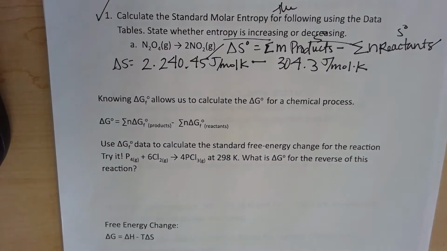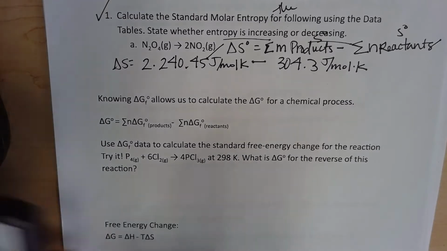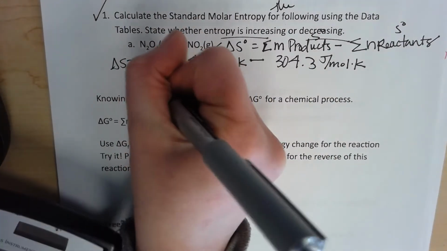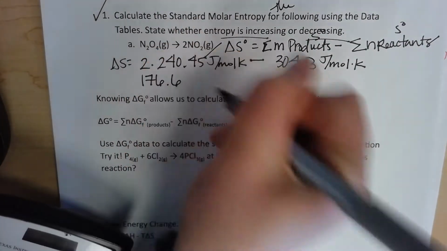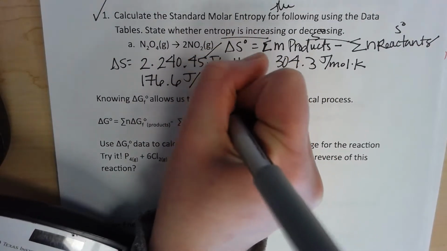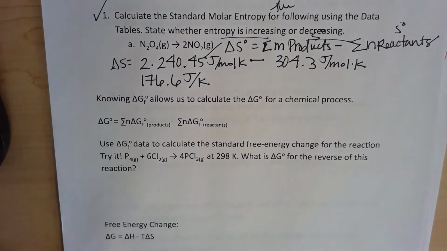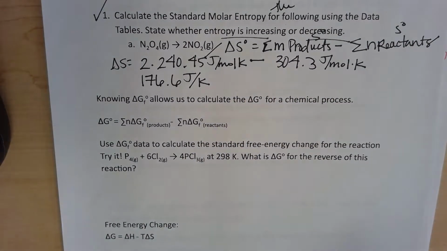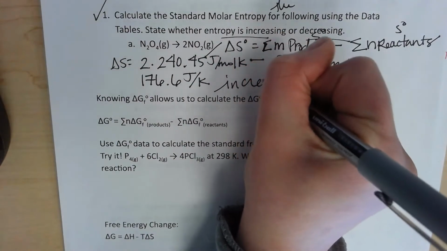So then just snag out your calculator and get an answer. Okay, so I got a positive value. I got 176.6, and that's going to be joules per Kelvin. Okay. And so let's think, is entropy increasing or decreasing? Well, we got a positive value, so entropy is increasing.